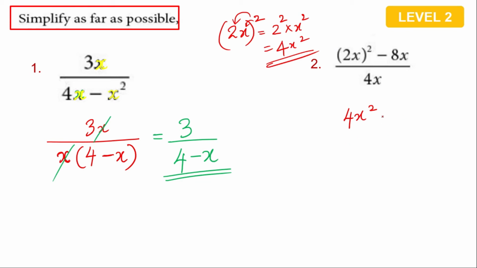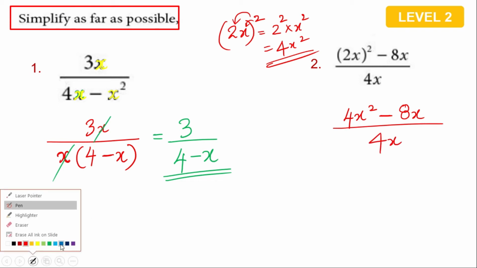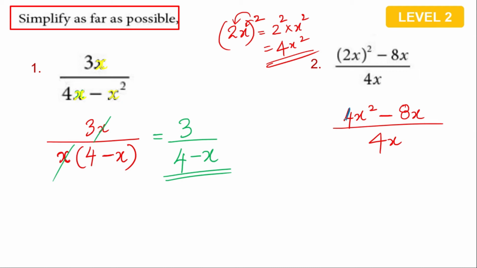Now 4x squared minus 8x over 4x. Now can you look for the common factors? You have 4 and 4. You have an x. And here again 8 can be written as 4 times 2. So you can see a 4 there too.